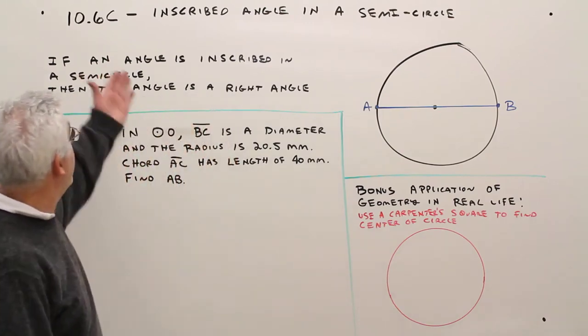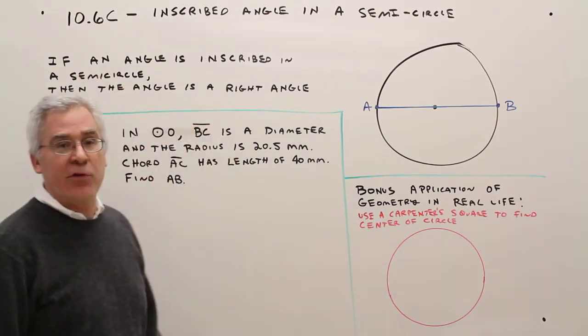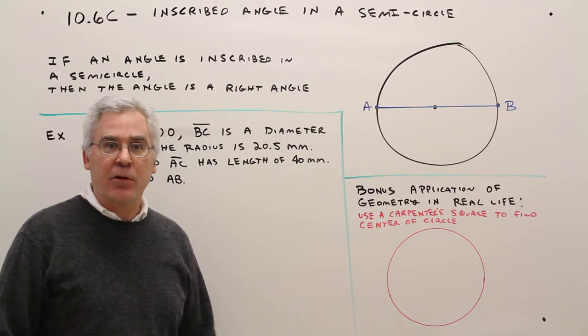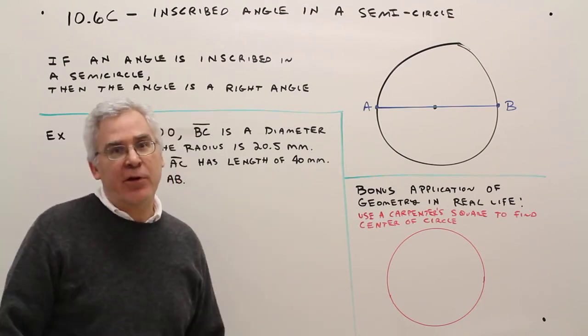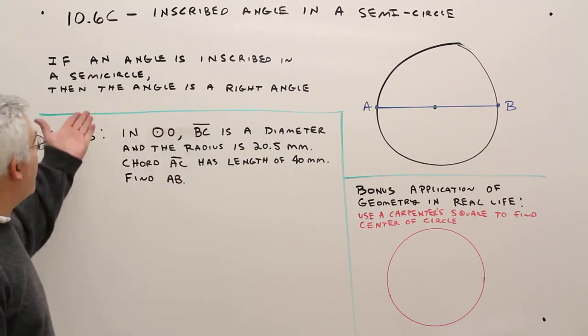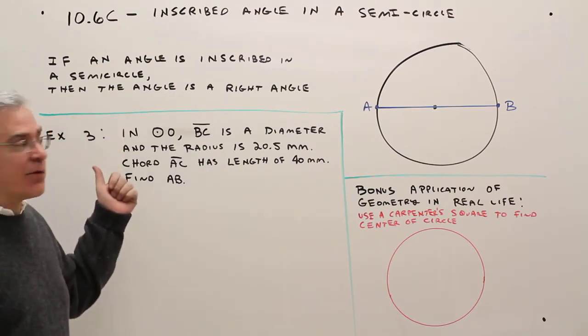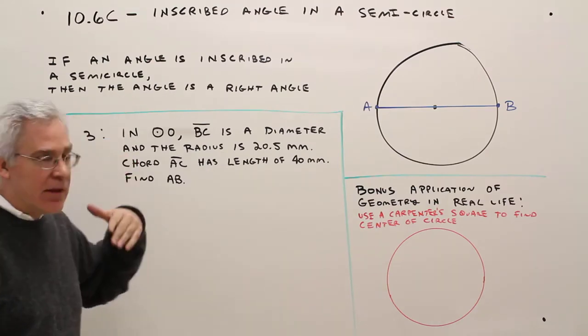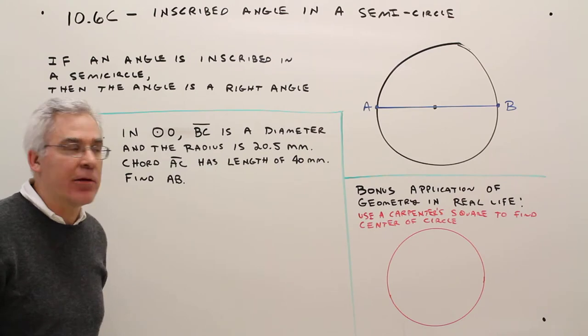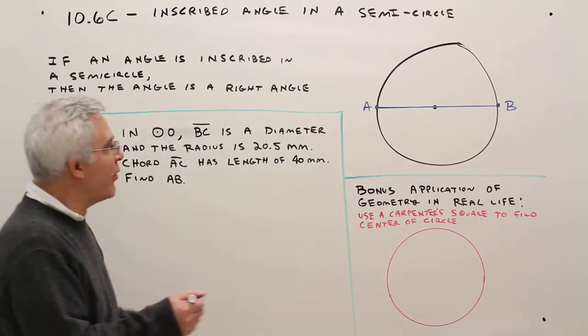Welcome to video 10.6c, an inscribed angle in a semicircle. I'll start with the theorem and then I'll show you how it comes about. Here's the theorem. If an angle is inscribed in a semicircle, then that angle is a right angle. Here's a very easy way to show that.